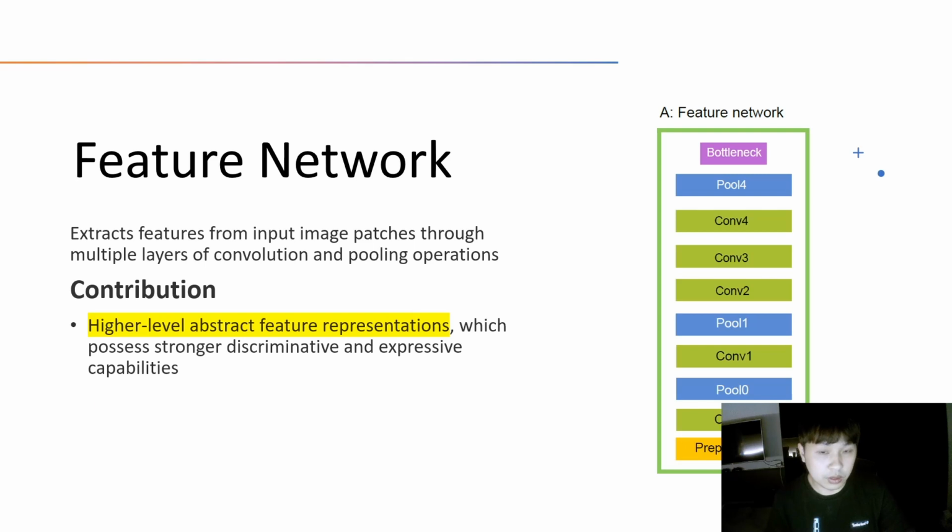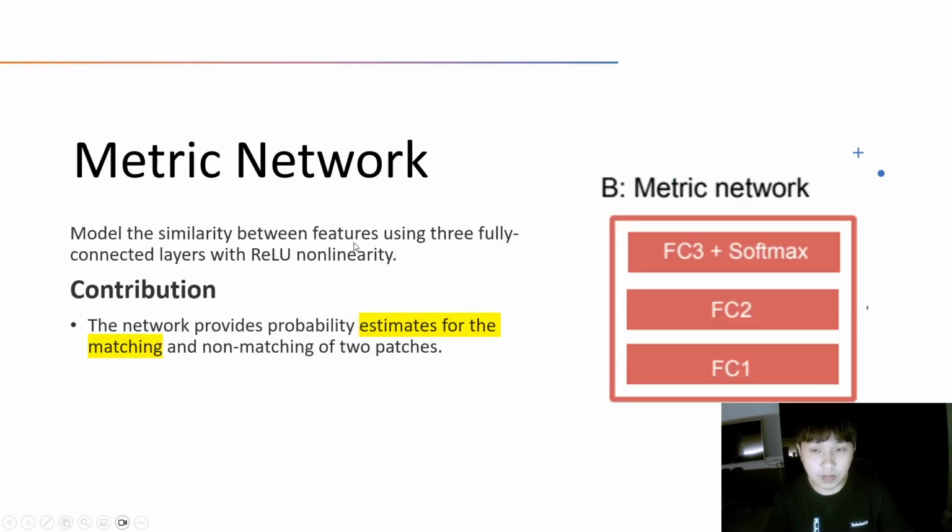So there are some important things. The first one is the feature network. I think I don't have to explain too much. This just has some convolution and pooling, to extract the feature. After we extract the feature, the important thing is here. Here is the metric network.